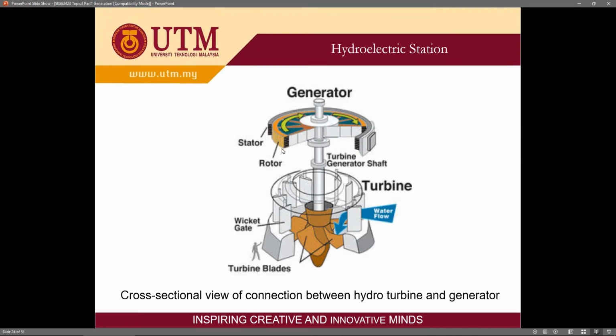This is a hydroelectric station generator, a synchronous generator. You can see here, this is the cross section. These are the water flow. The water flow will move the turbine blade and rotate the rotor of the generator. Make sure you know the generator has a stator and a rotor. Stator means it is static, rotor means it is rotating. This is the turbine shaft.